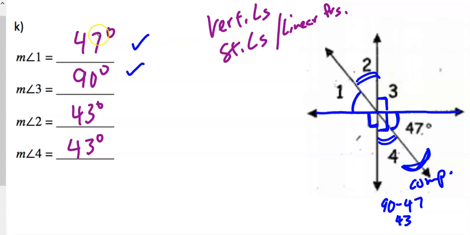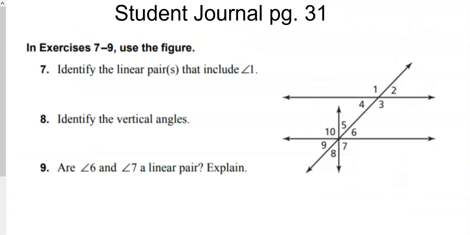So if you notice, we have a lot of markings. We have a lot of things written down there. That's really what's going to happen in geometry here. You put a lot of information down on your diagram. It's really important how you label it and mark your diagram. Okay. Now we're going to go to our student journal. Okay. So we have 7 through 9 here.